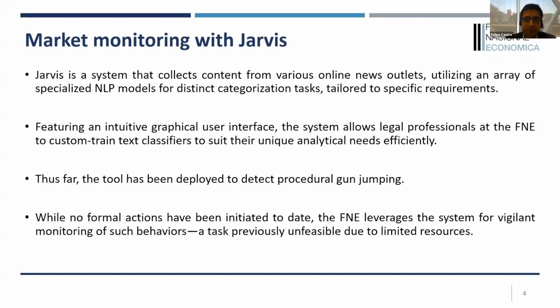This is a system that scrapes content from various online news outlets to create tailored news feeds. It employs custom-trained natural language processing models for pinpointing relevant news. It has a graphic user interface that allows our legal professionals to efficiently build training sets that then can be used to train text classifiers for their own needs. Although our agency currently employs a newsfeed provider that categorizes content via keywords, Jarvis is conceived to take a step further by discerning the deeper meaning within the text with a context-aware filtration.